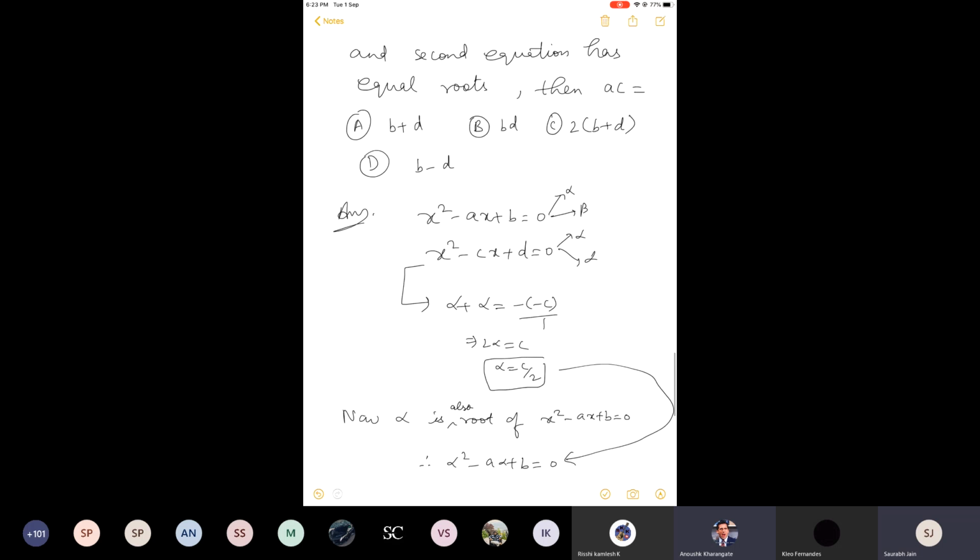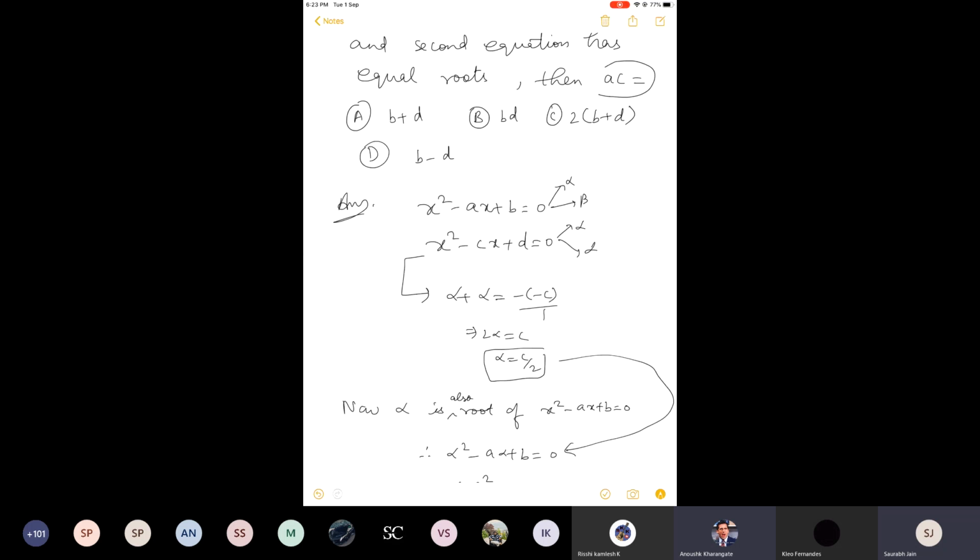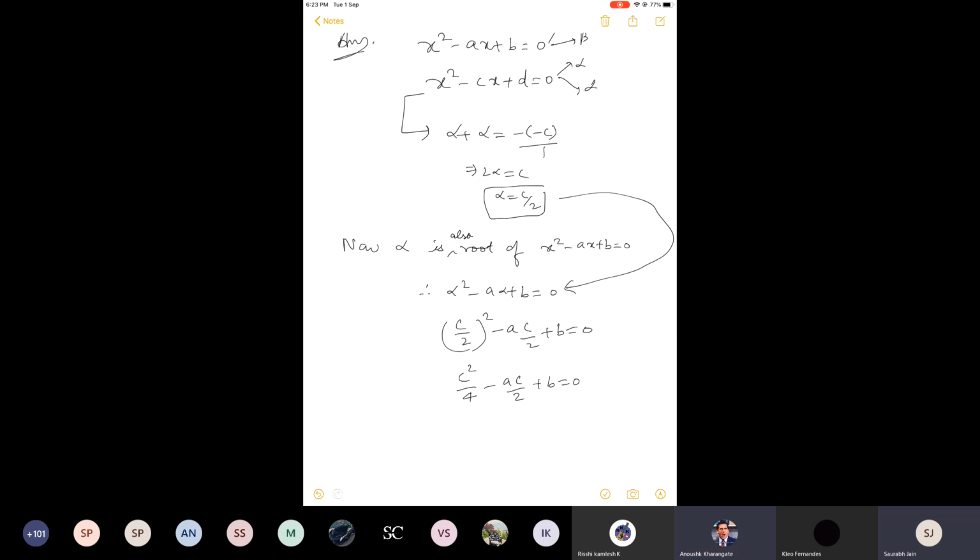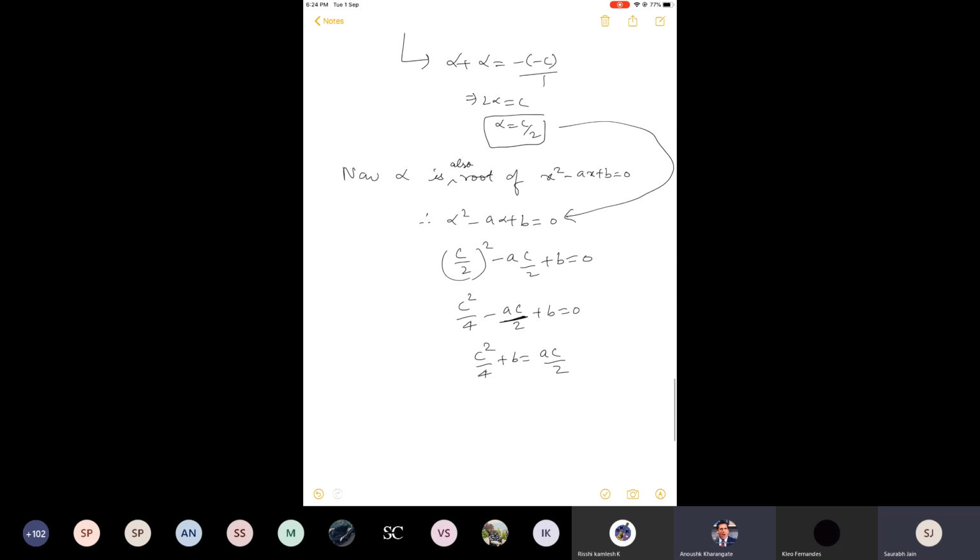In the question they want us to find the value of AC in terms of B and D. We have to check which of the following options is correct. So at least we have got AC here. We will shift AC to the right hand side. So this is c square by 4 plus b equals AC by 2. Let us multiply both sides by 2, because we need the value of AC. So I can write AC as 2b plus c square by 2.